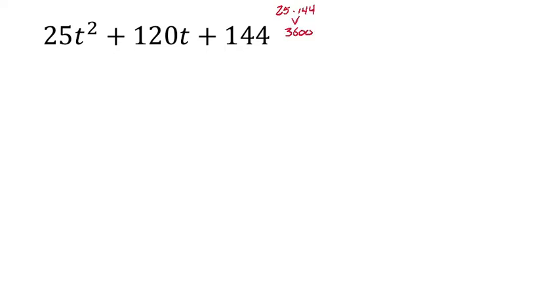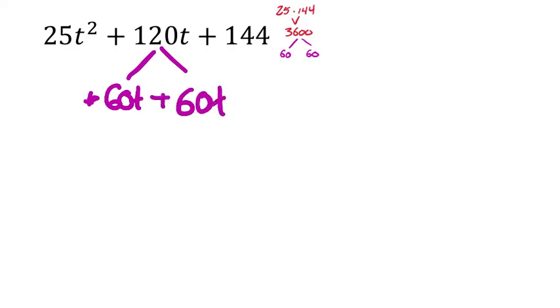Now, you can find all the factors of 3,600, but I'm going to split it up into 60 and 60, which when I add together, I get the 120t. So I can split the 120t up into 60 t's, plus another 60 t's. So that's the same value, 120t. I'll keep the 25t to the power of 2, and also the 144 there. All right? Then I'll look to factor by grouping.